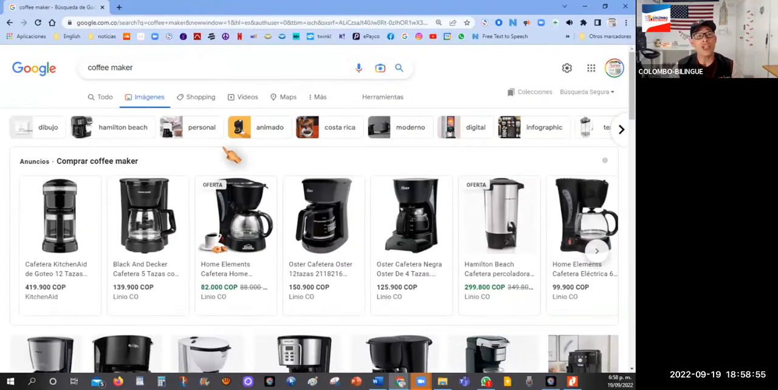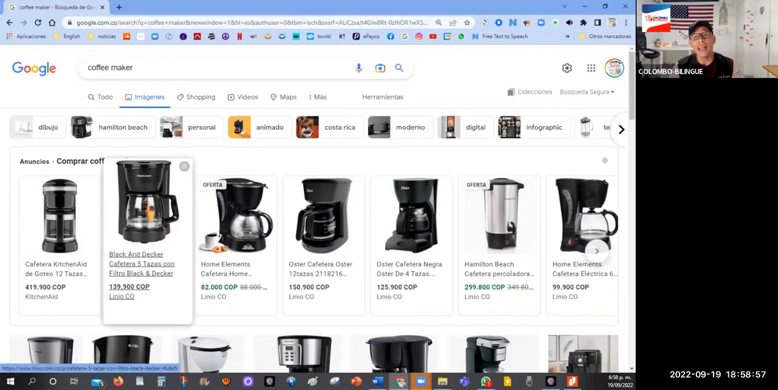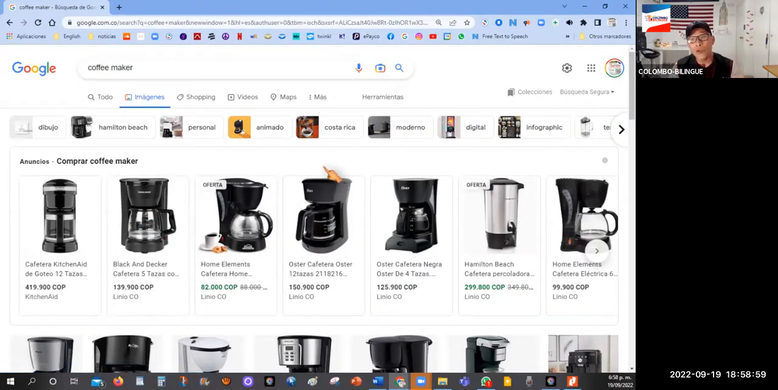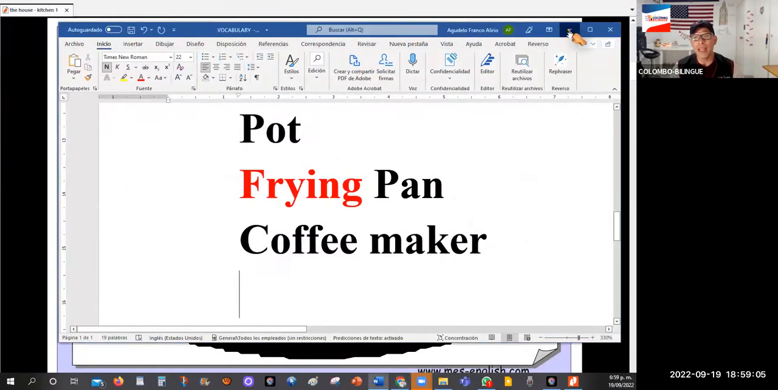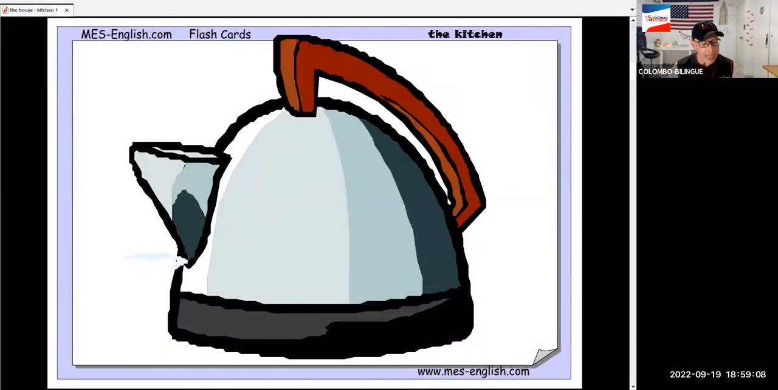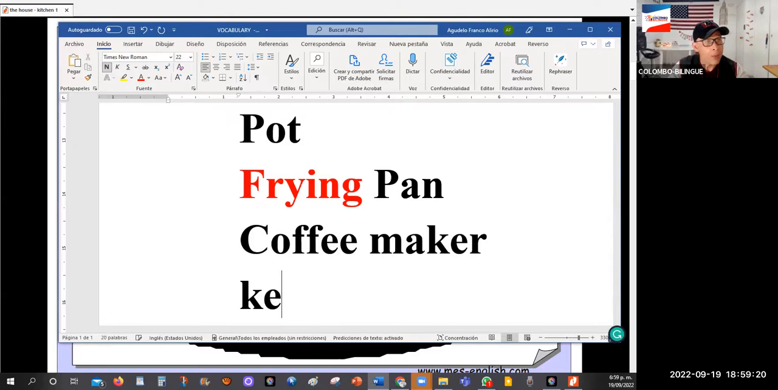This is a machine. It's a gadget. It's electrical. You need power to use it. Obviously, it's gonna prepare and keep the coffee hot, but you're gonna spend electricity and money. Okay, this one, the one that you can see in the picture, is another version. Obviously, it's not electrical, and it's called a kettle. Okay, I'm gonna write it down. They are very famous as well.